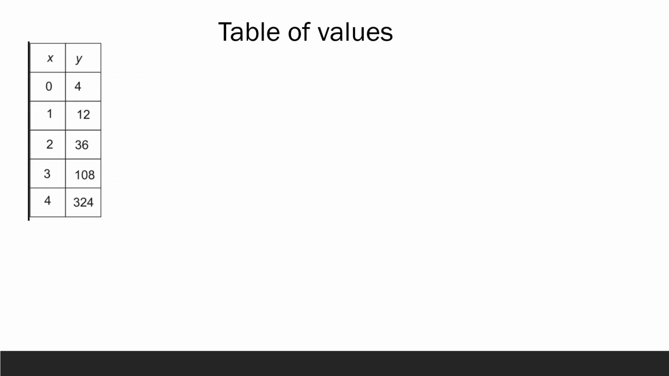Here's another table. Well, if I look from 4 to 12, I would add 8, but 12 to 36, I would add more than 8, so it's not linear. But 4 to 12, I would multiply by 3. And then 12 to 36, I'd multiply by 3 again. And so on and so forth through my table. So now this would be exponential because now I'm going to be multiplying by a constant number.